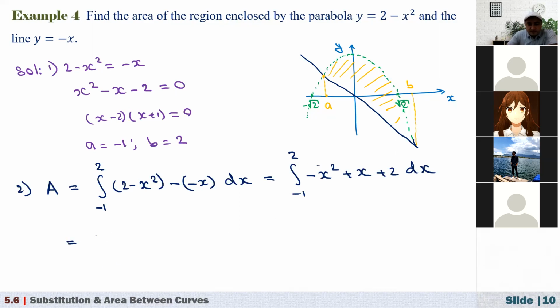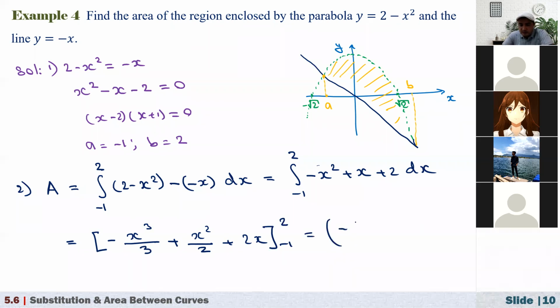Which is equal to minus x cubed over 3, plus x squared over 2, plus 2x, evaluated from -1 to 2. So when it is 2, that is minus 8 over 3 plus 4 over 2, that is 2, and 2 times 2, that is 4.